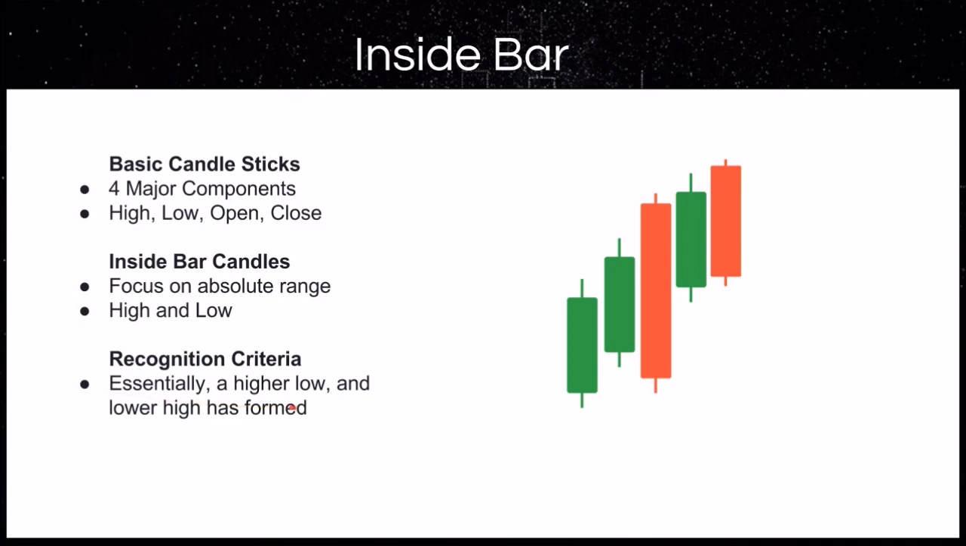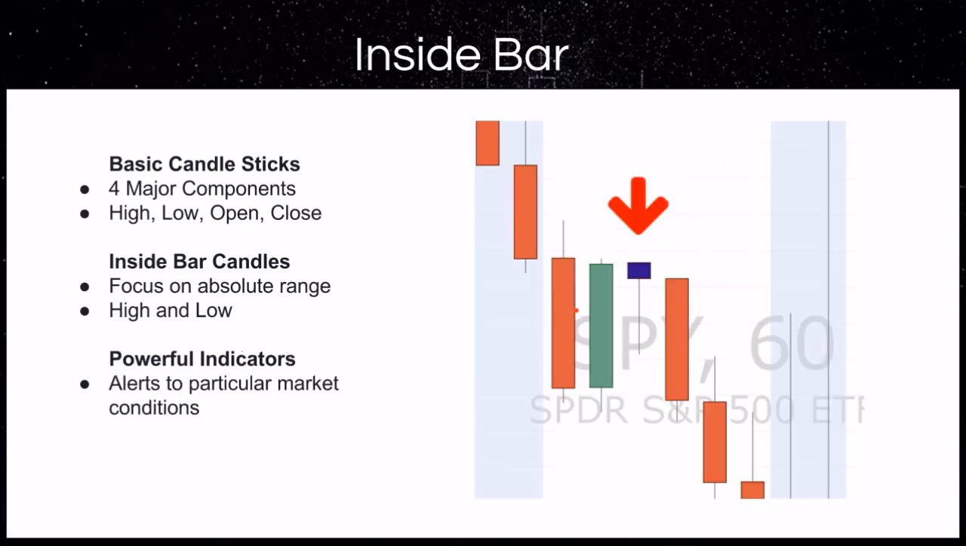So as most of us know, a basic candlestick is made up of a high and a low, which indicates the complete range on the day, as well as the open and the close, which can tell us a bit about momentum, as well as who is in control of the day, whether it was the bulls or the bears. So the inside bars focus on the absolute range. We're concerned with the high and the low, not necessarily the open and the close. And what this shows us is that a range is tightening. We have a lower high and a higher low forming.